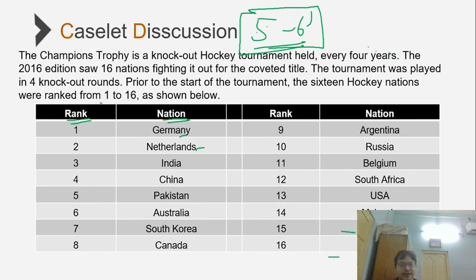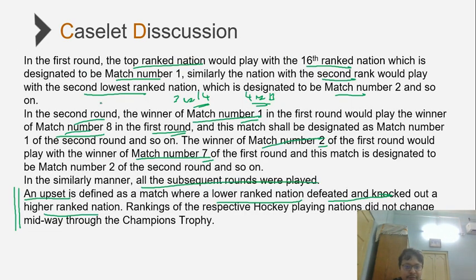So first, try and figure out a tournament layout. Remember, it's a very simple thing. The top ranked nation will play 16, 2 will play 15, and so on.